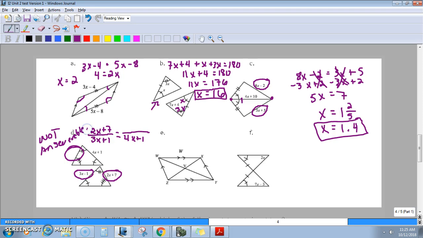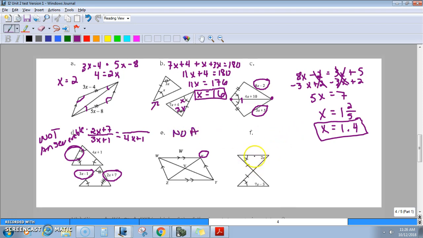That's all right. All right, here we have a parallelogram, and it wants us to solve for x, and we're not going to be able to do that because we don't have any idea of what those particular angles might be. So again, no answer.